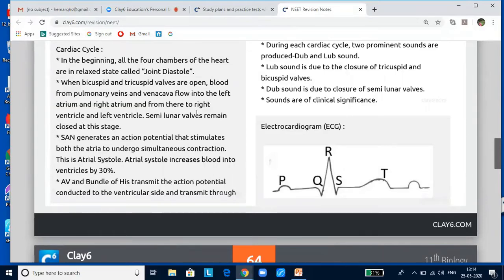the entire ventricular musculature. This leads to ventricular systole, which increases the ventricular pressure, causing the closure of tricuspid and bicuspid valves. The ventricles now relax, that is called ventricular diastole, and ventricular pressure falls, causing the closure of semilunar valves, which prevents the backflow of blood into the ventricles.